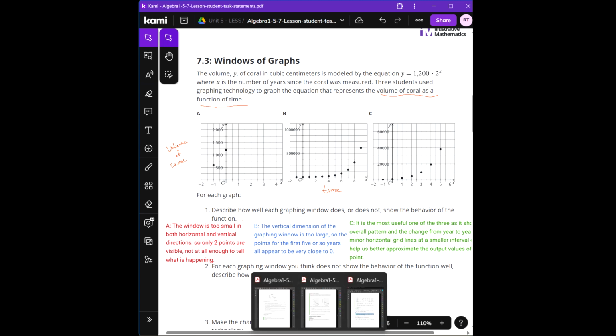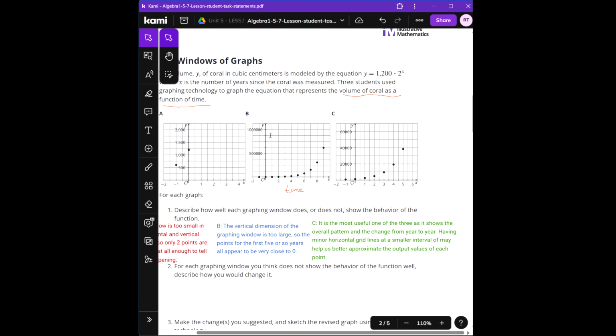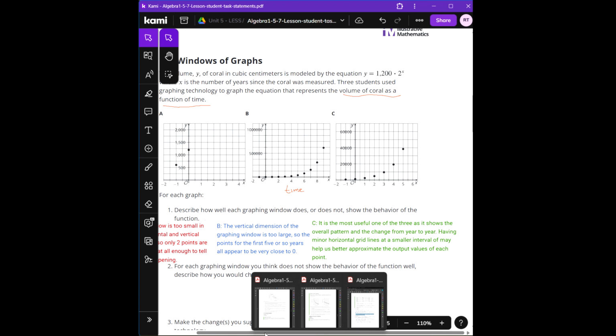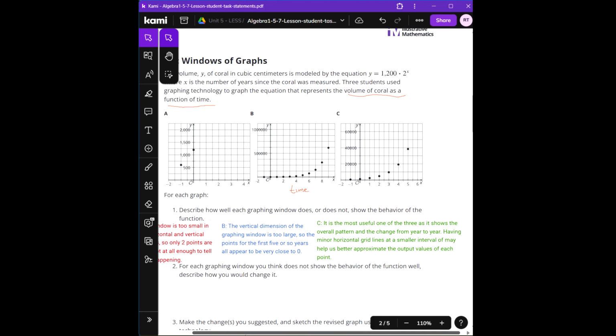So when we scale everything down, C is the most useful one, because we can see the overall pattern from year to year. Having minor horizontal grid lines at a smaller interval may help us better approximate the output values of each point. Okay, and so let's take a look here.